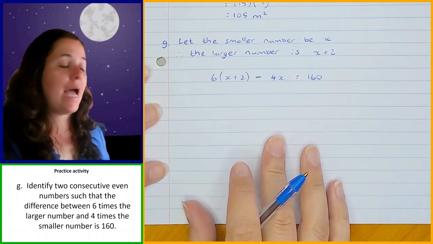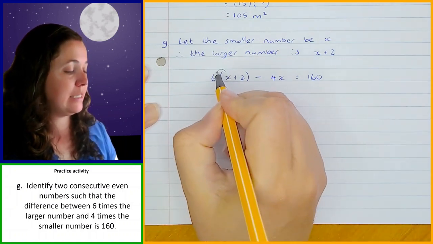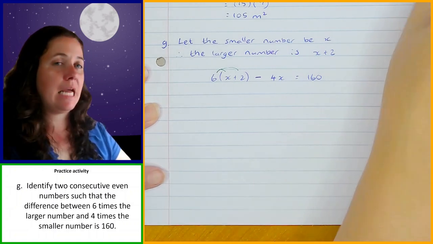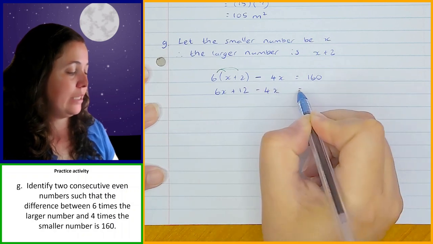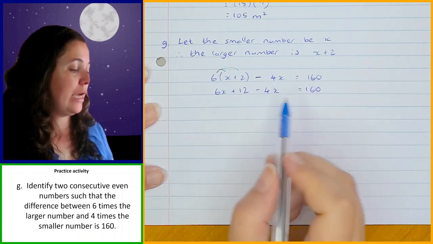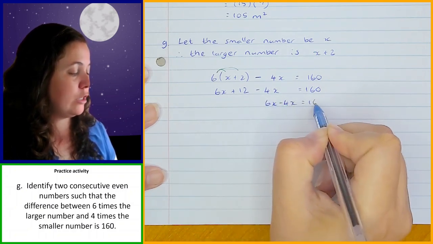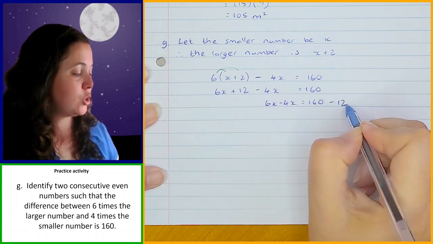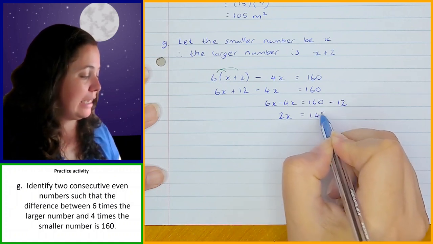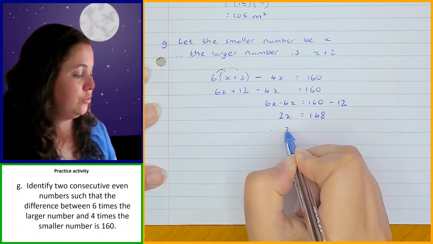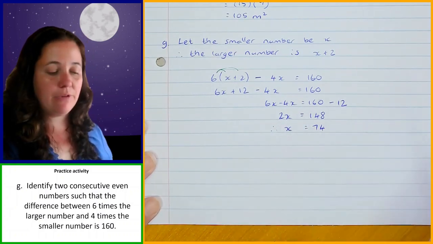Okay, so now let's go and solve this equation. First, I'm going to multiply out. So I multiply 6 in there and there. That gives me 6x plus 12 minus 4x equals 160. Now I'm going to go and simplify. So I've got 6x minus 4x equals 160. I'm going to take that and subtract it, minus 12. That gives me 2x equals 148. Then if I divide by 2, I end up with 74. Okay, so now I know that x is 74.